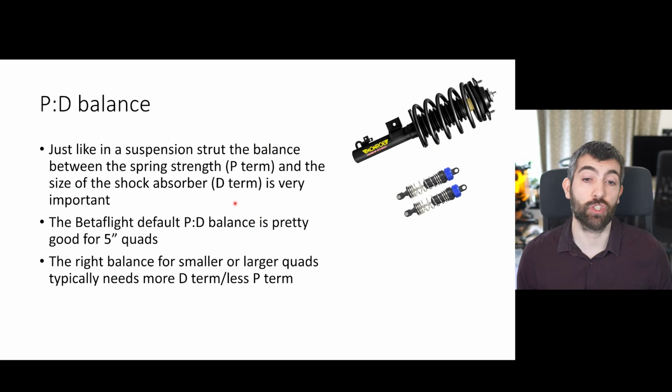Just like in a suspension strut, the balance between that spring strength, which is the P term, and the size of the shock absorber, the D term, is really, really important for getting a nice damped response. The Betaflight default PD balance is pretty good for 5-inch quads, but the right balance for quads that are a bit smaller or a bit larger, or that are more powerful than normal or less powerful, is always going to be a bit different, and so we're going to be looking in detail at how we tune that PD balance.